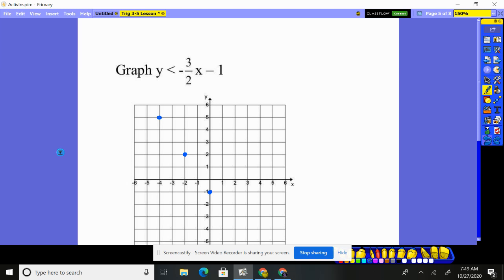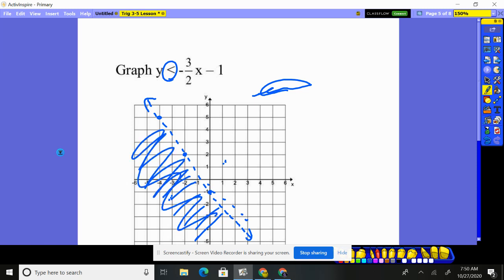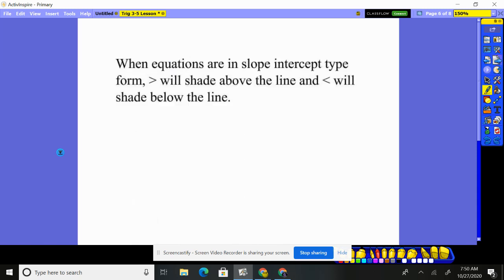So how do we indicate to people, hey, the line's not a part of the solution? We make a dashed line. A little crooked. Now I got to decide, are my points over here or over on this side of the line? Well, since it's a less than, that means it's going to be under the line. If you imagine this line's a mountain and you're walking, you'd be walking up this side. That's the upper, and the sky's up here. So this is the underside, the part you want to shade underneath the line. So when equations are in slope-intercept form, greater than will shade above the line and less than will shade below the line. All right?